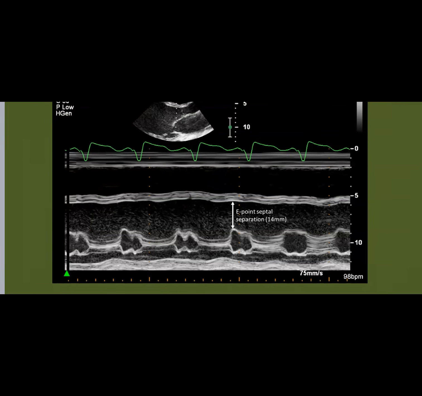If we have weak LV systolic function leading to weak cardiac output, it will hardly open the aortic valve. So we'll find a very high distance. The shorter the distance, the better the LV contractility and the better the LV cardiac output. We have taken the cutoff value of normal as 8, less than 8 or more than 8. So if, like this one here, it is 14, that indicates what? Severe LV systolic dysfunction. Okay.